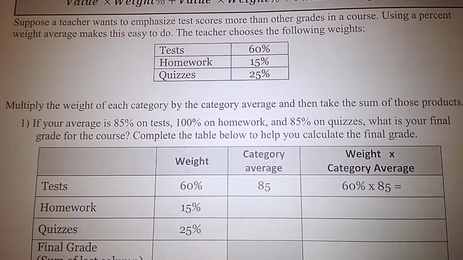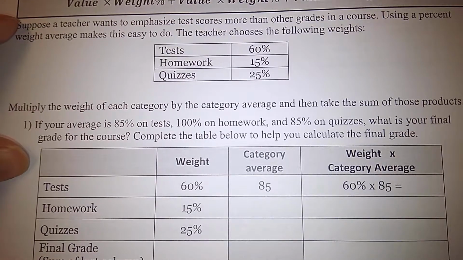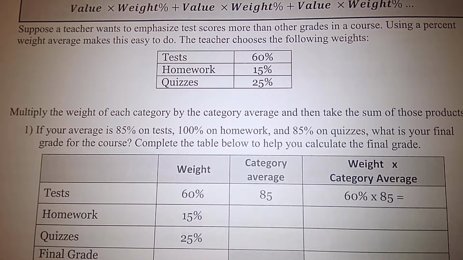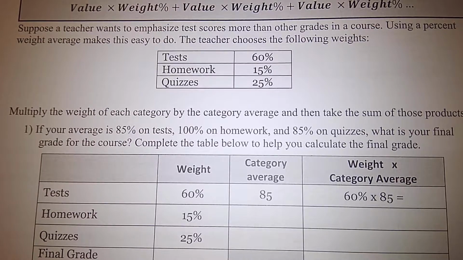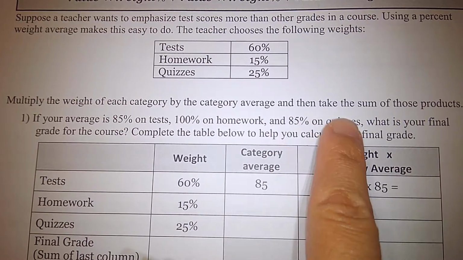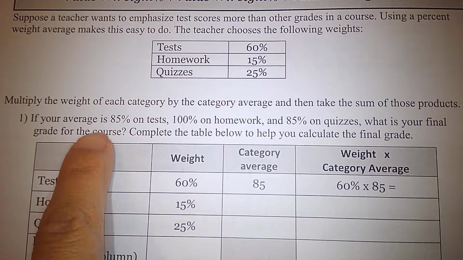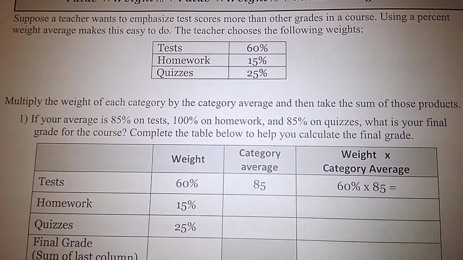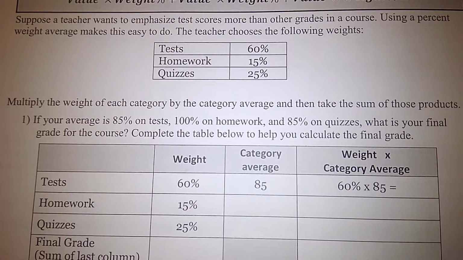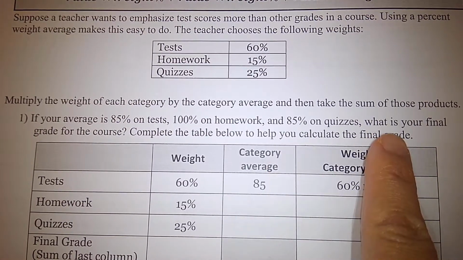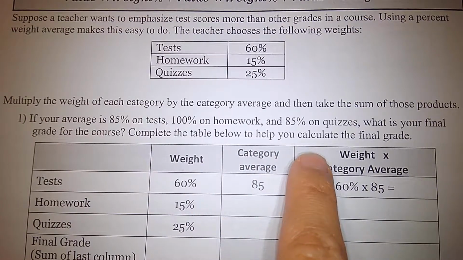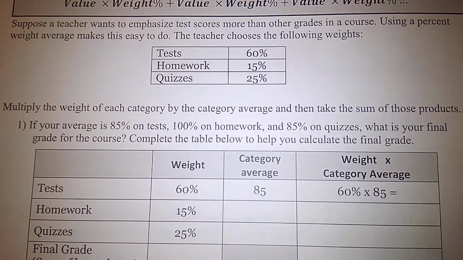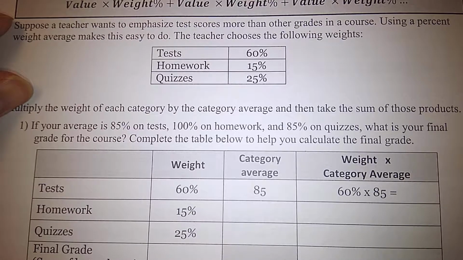Alright, so let's also try one problem on this page 63. I'm going to ask a student to read the question so we can solve the problem together. Stephanie? Multiply the weight of each category by the category average and then take the sum of those products. If your average is 85% on tests, 100% on homework, and 85% on quizzes, what is your final grade for the course? Read the table below to help you calculate the final grade. Okay, very good. Can you also read this part, please?